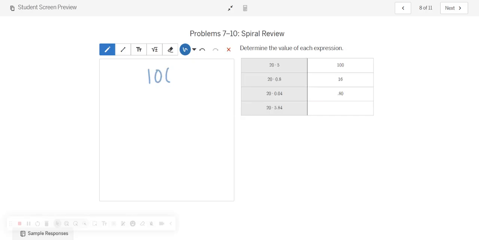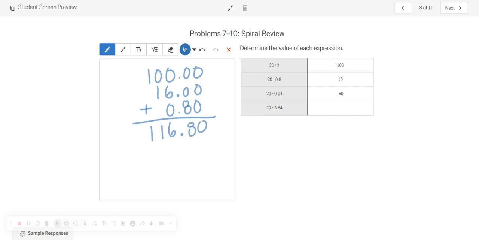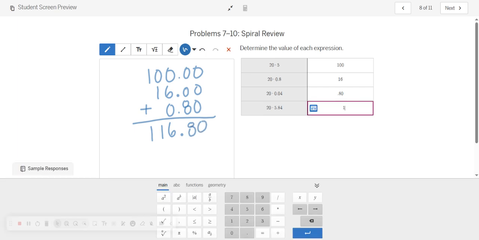So this is the first time I had to do work. 100 plus 16 plus 0.80. I'm going to put decimals over here, make it look like $100, $16.80. Well, that's my answer. $116.80. Submit.